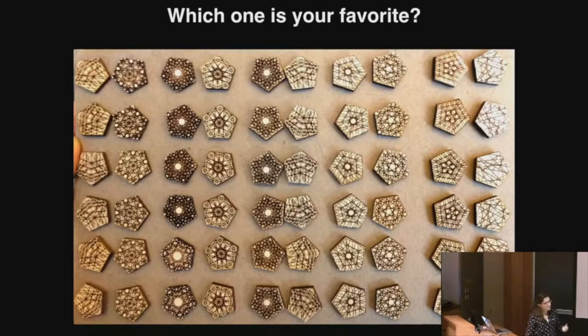Okay, so this is a question for you. Which one do you like the best? I mean it. Pick one. So each column is the same. So pick the column that you like the best. As an earring?